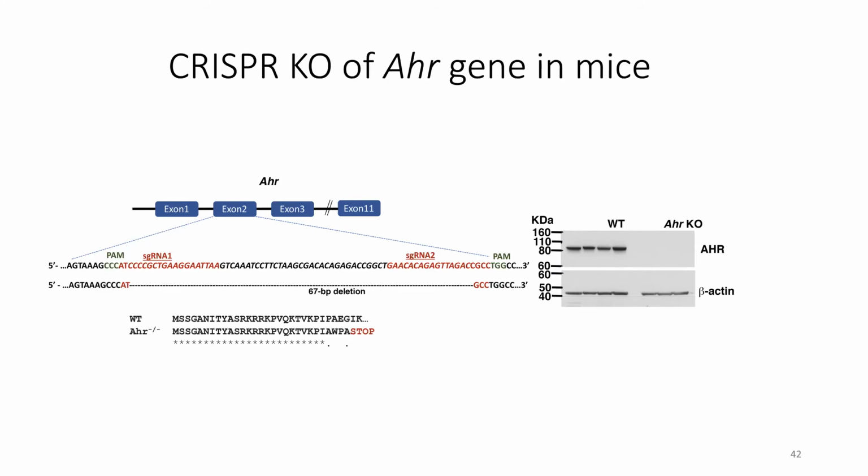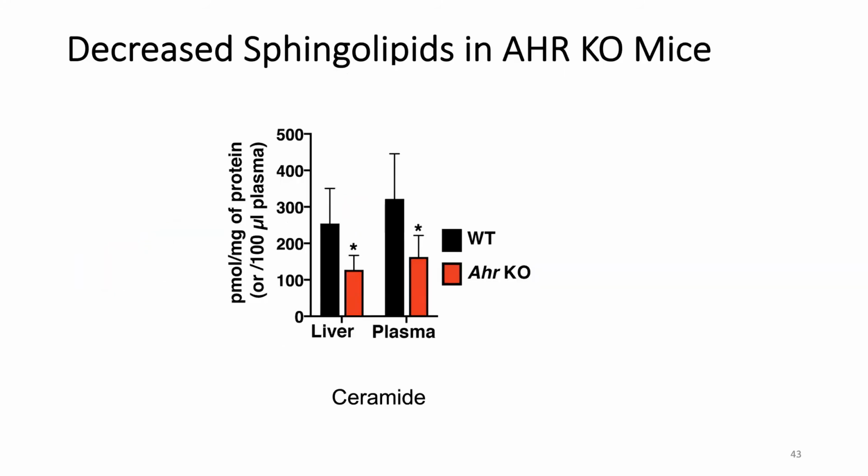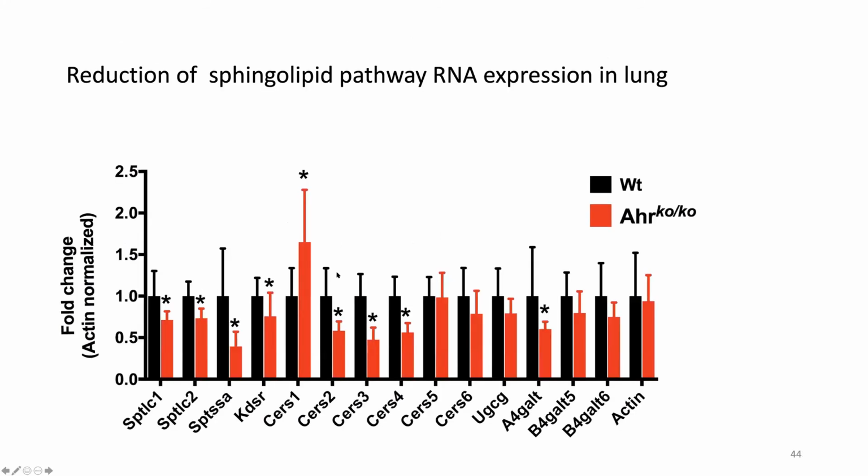Ours wasn't the first knockout mice by any means, but it was probably quicker for us to do it this way with CRISPR. And we found that there were decreased sphingolipids in the mice, in the liver, in the plasma, and in several tissues, and I'll show one here in lung. There was a generalized decrease in the expression of a number of sphingolipid enzymes, including some of the ones we saw in the HeLa cells.